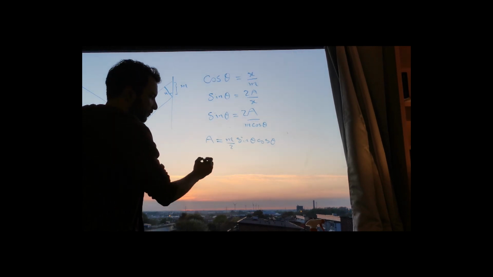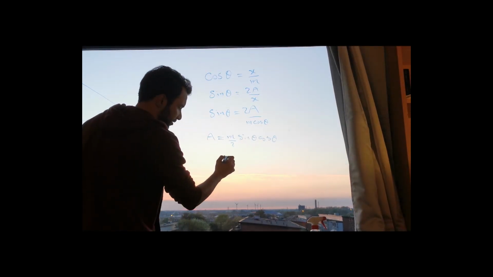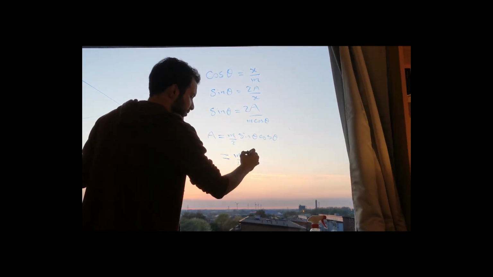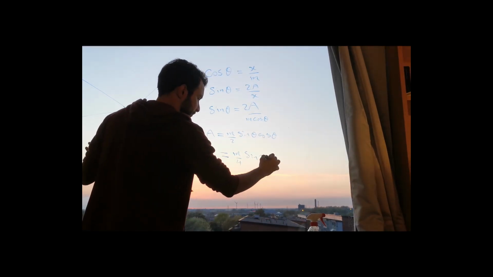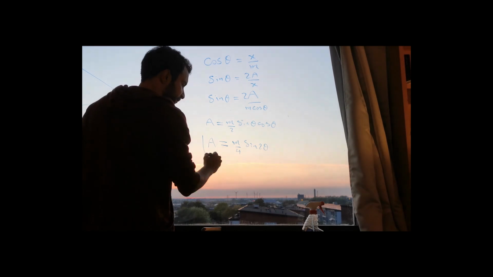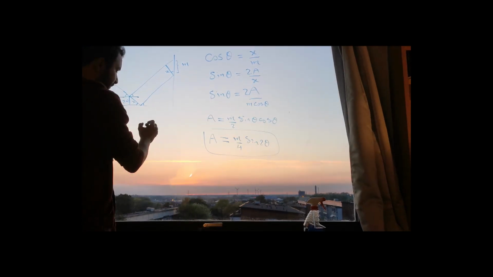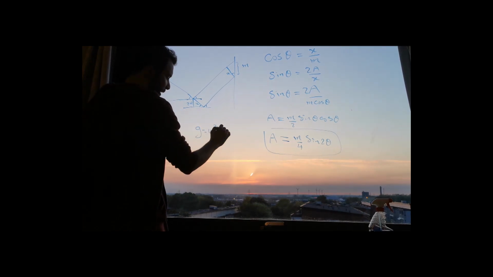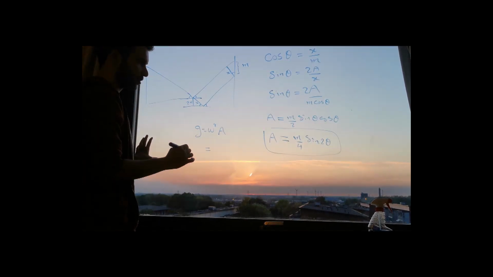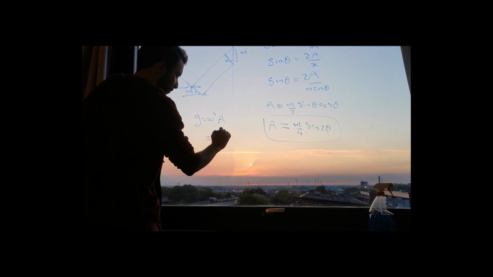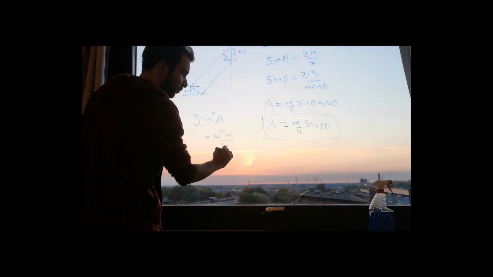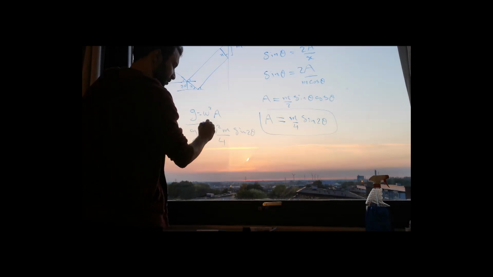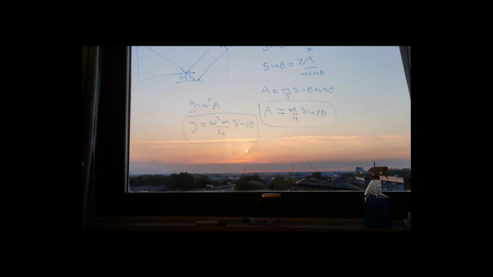Now, we can further simplify this equation by saying it's m divided by 4 sine 2 theta. If we take this and plug it into the equation we had first for g, which is omega squared a, we get m omega squared divided by 4 sine 2 theta. And that would be the new operational equation we work on.